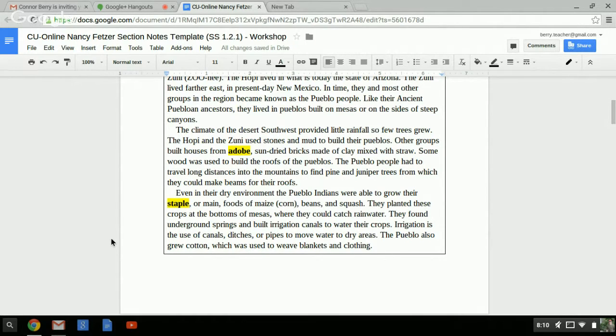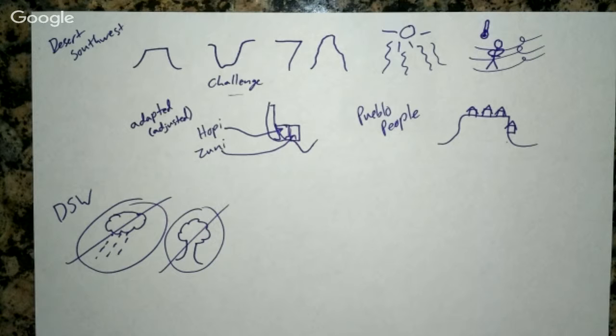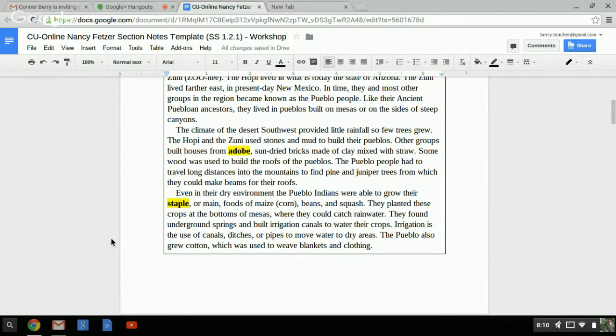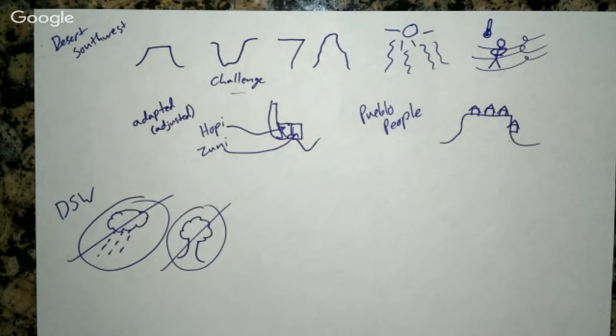The Hopi and the Zuni used stones and mud to build their pueblos. Other groups built houses from adobe, sun-dried bricks made of clay mixed with straw. Okay, that's a big portion right there, and I want to write a lot of that down. So let's go over here. The first thing we're talking about is how they built their houses. And I don't really mind too much about what the different people, right here it says, the Hopi and the Zuni used this, other groups built this. I just want to know what these people generally used.